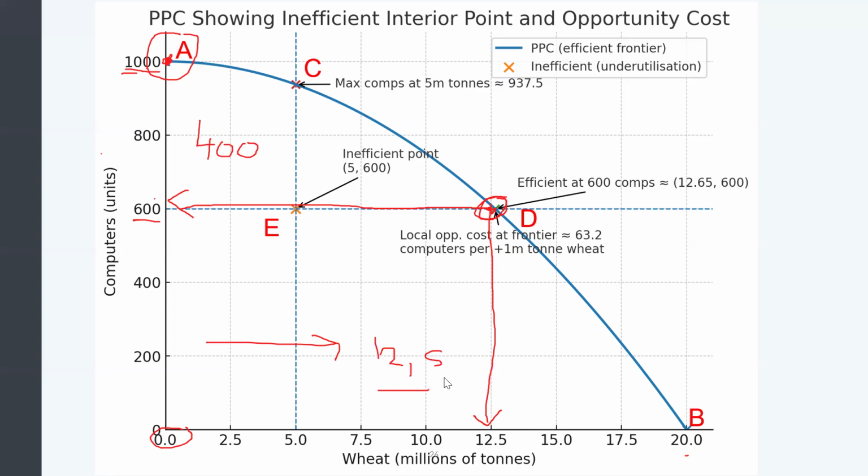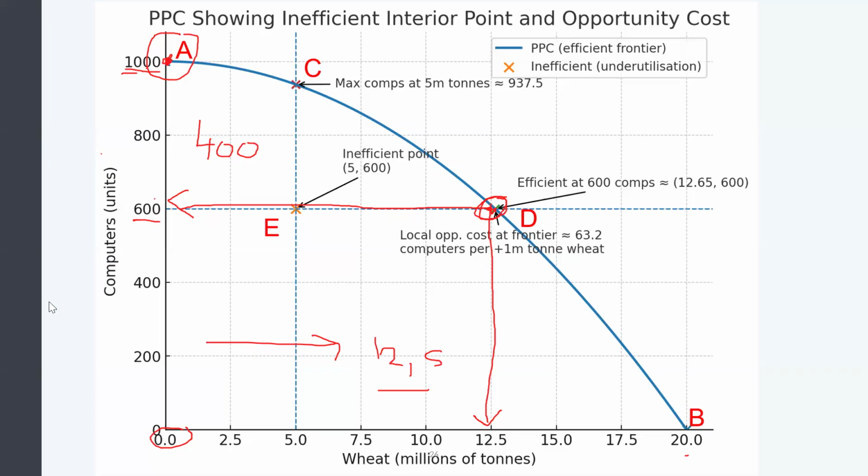So in terms of economics, we therefore say the opportunity cost of this economy producing 12.5 tons of wheat is 400 computers that were lost. Because if they decide not to produce the wheat, they can have their 400 computers. But if they want to produce the wheat, they have to sacrifice those 400 computers. So the 400 computers is the sacrifice for us to be able to produce the 12.5 tons of wheat. So that is opportunity cost.